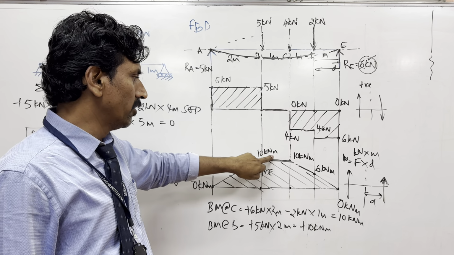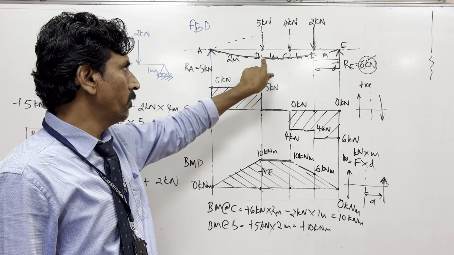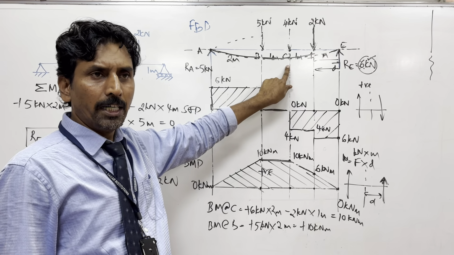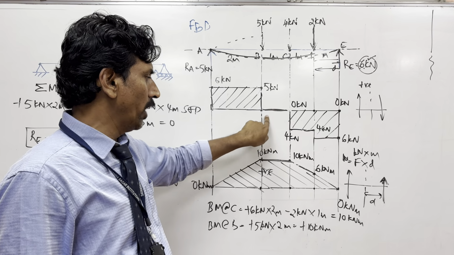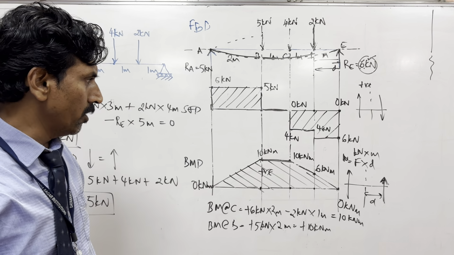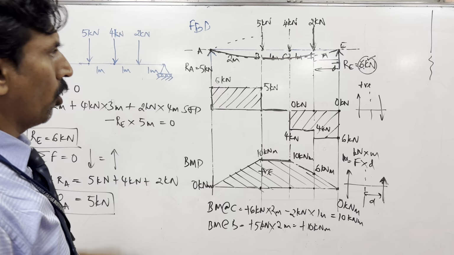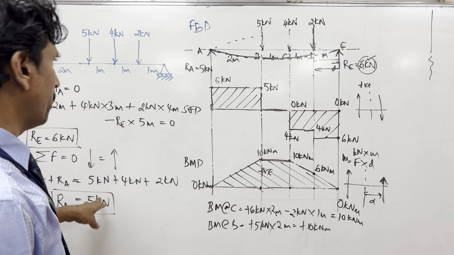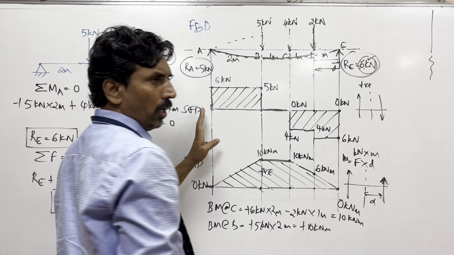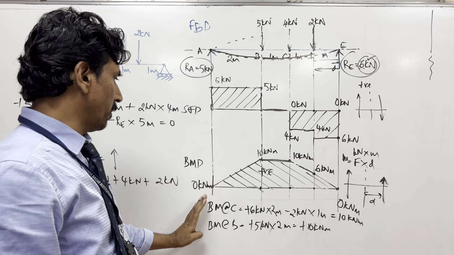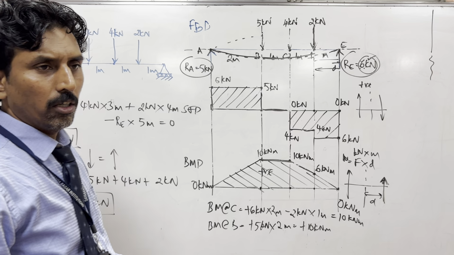So you can say that there are more chances of failure between B and C by bending, but for shear force there is very little chance of failure here. So suppose this problem is given for 20 marks, 20 percent is reserved for finding out RA and RE, 40 percent is reserved for SFD and 40 percent is reserved for bending moment. Okay.